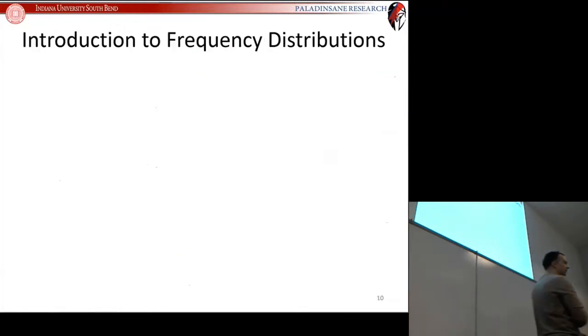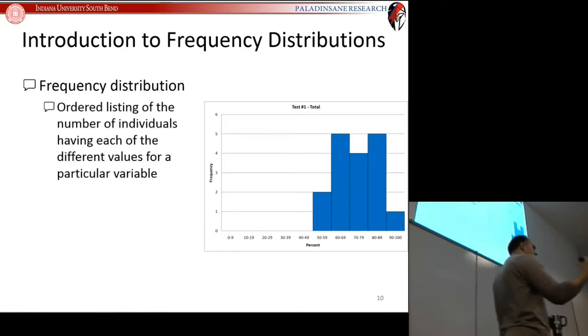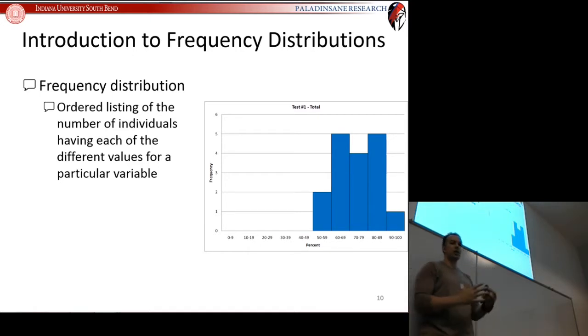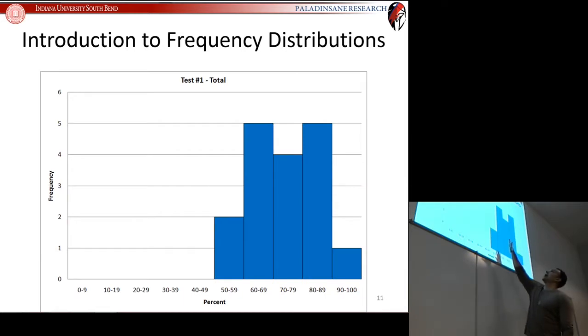But first, we need to develop some descriptive statistics, the first one being frequency distributions. So frequency distribution, here's an example right here. It is an ordering of your raw scores. So it's an ordering of the number of individuals that have a raw score on a particular variable. So in this case over here, instead of just a jumble of numbers that we have in our raw data, we order it. So you can see that in this case we have scores on a test that's out of 100. This is a hypothetical distribution of scores.